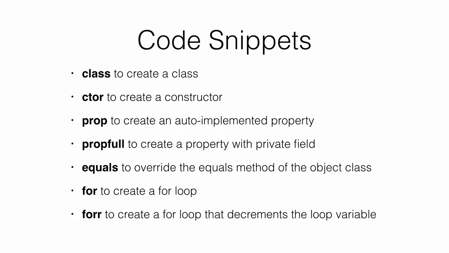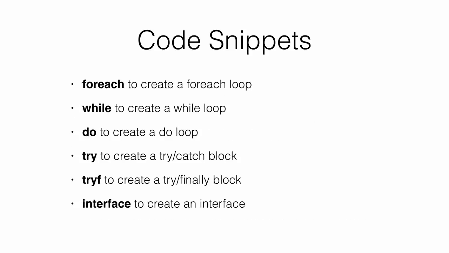for to create a for loop. forr to create a for loop that decrements the loop variable. foreach to create a foreach loop. while to create a while loop. do to create a do loop. try to create a try-catch block. tryf to create a try-finally block. interface to create an interface.